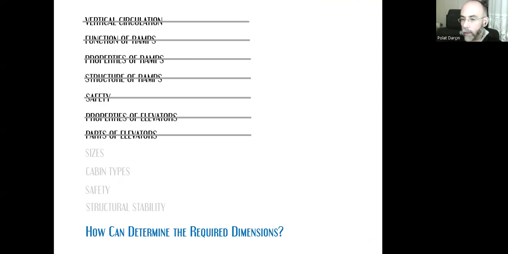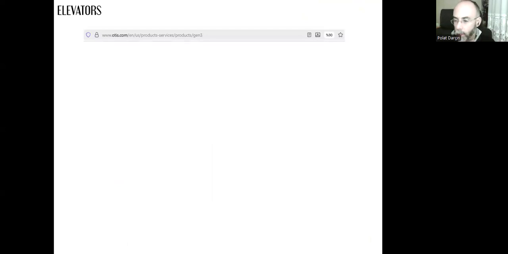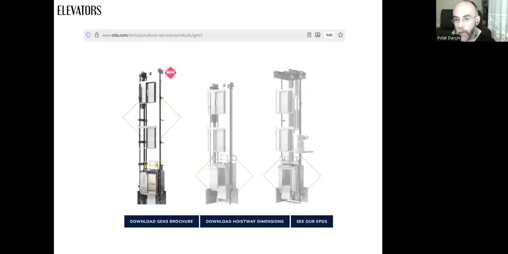How can we determine the required dimensions for the elevators? Let's take a look at the sizes. There are different firms, companies that produce elevators. One of them is Otis. That's an example. You can find many different national or international elevator companies. Otis is one of the popular ones. So when you have time, take a look at their website because you are going to see different types that they produce, they design, and you can download their catalogs, brochures with all the required details.